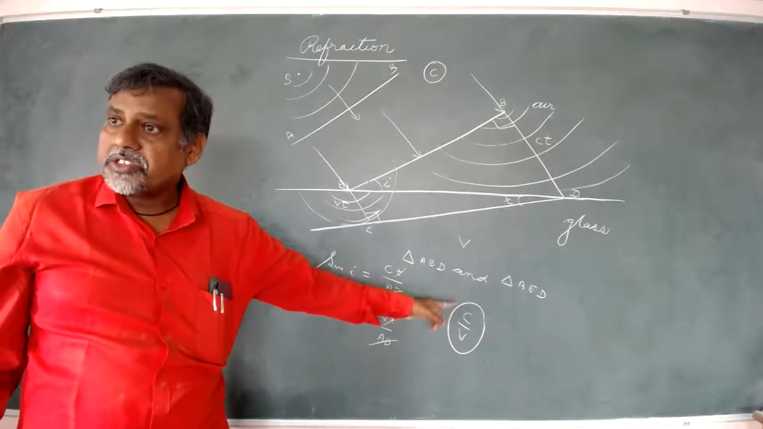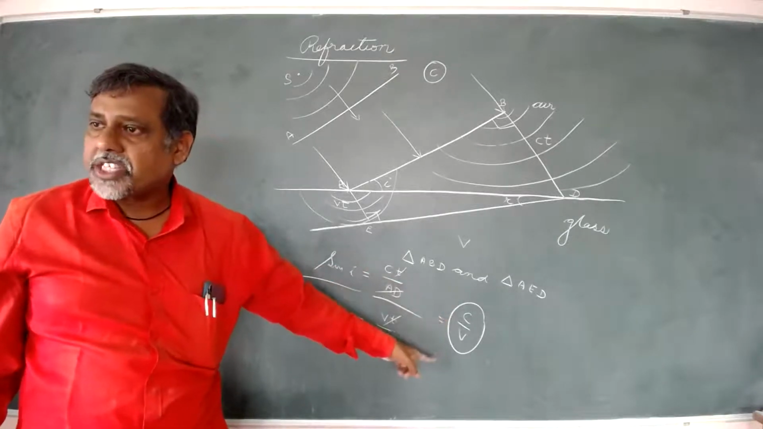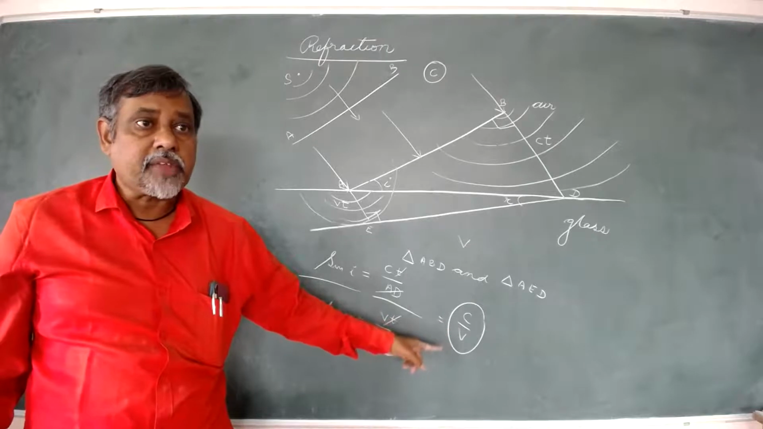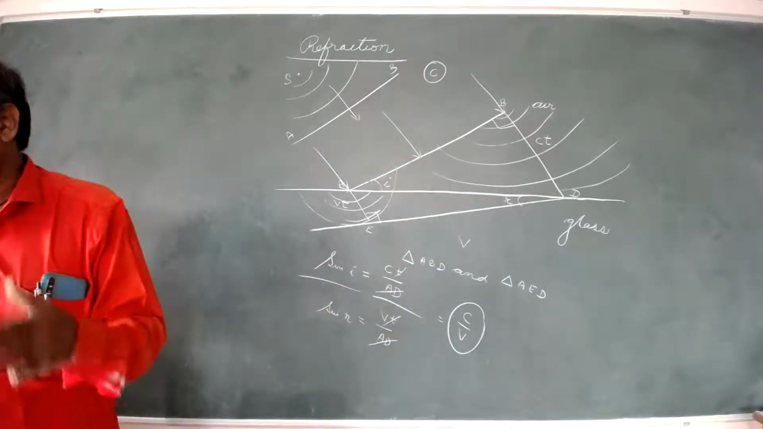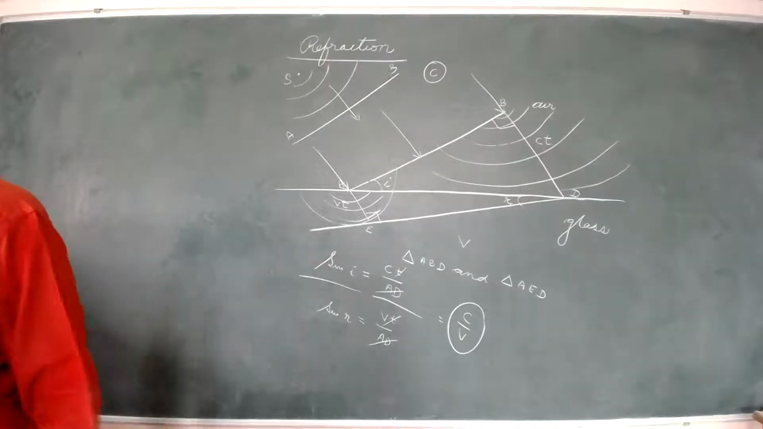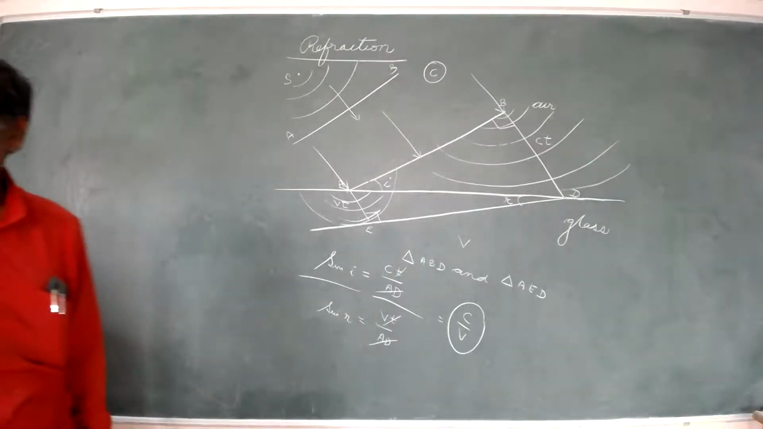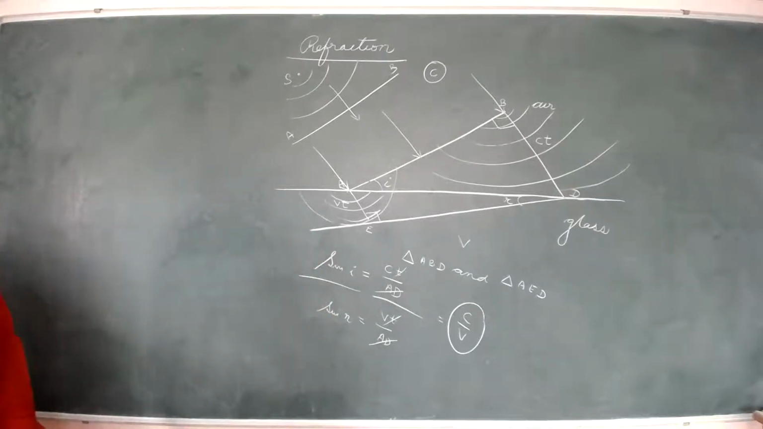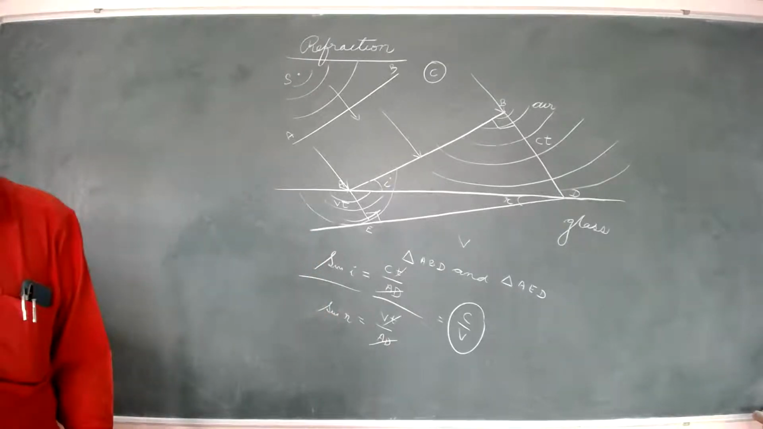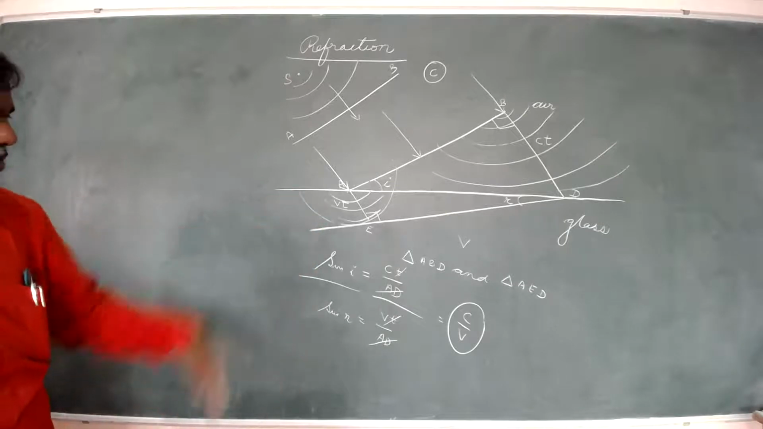This is how we get another formula for refraction of waves. c stands for the velocity of light in vacuum. v stands for the velocity of light in the given medium. That could be glass, water, or any other medium. This is Snell's law in optics. Understood? Come on, go down.